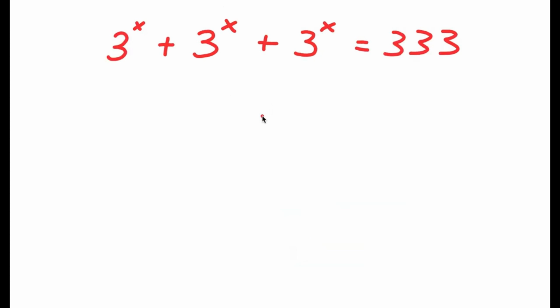Alright, so in this problem, I have 3 to the power of x plus 3 to the power of x plus 3 to the power of x is equal to 333.